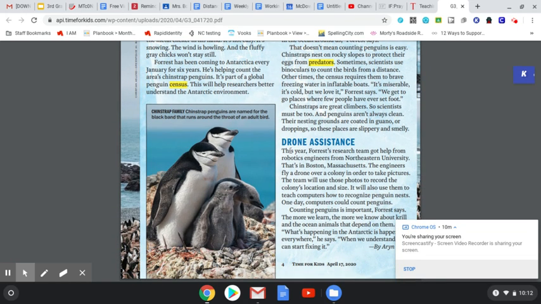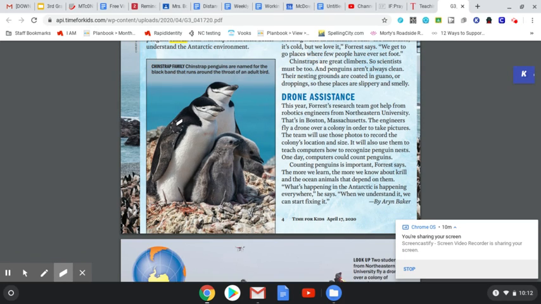Okay, we have our next text feature. We have another big heading, drone assistance. So I don't know if any of you know what a drone is, but it's kind of like a robotic helicopter that you can fly above places, and it has a camera on it so you can see places from high up. So this heading tells me that maybe we're going to talk about how they use a drone to see the penguins and to count the penguins.